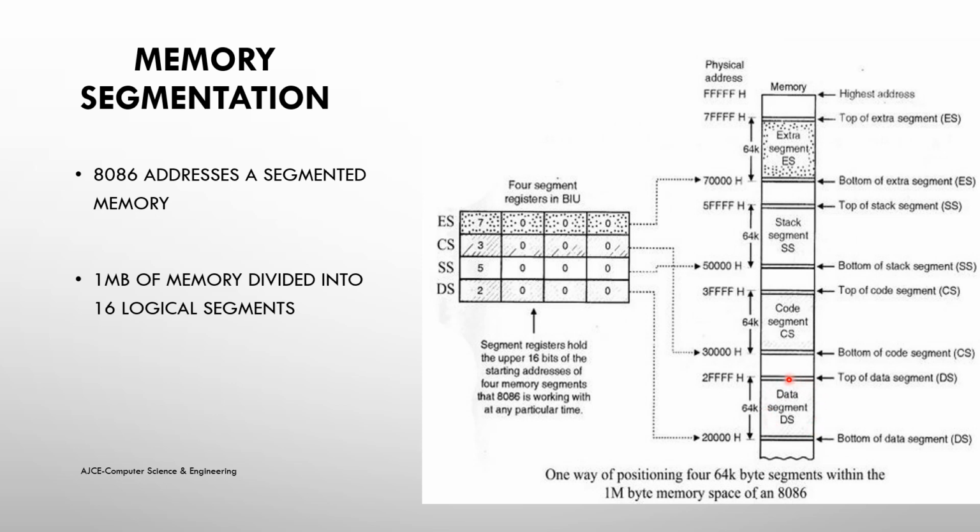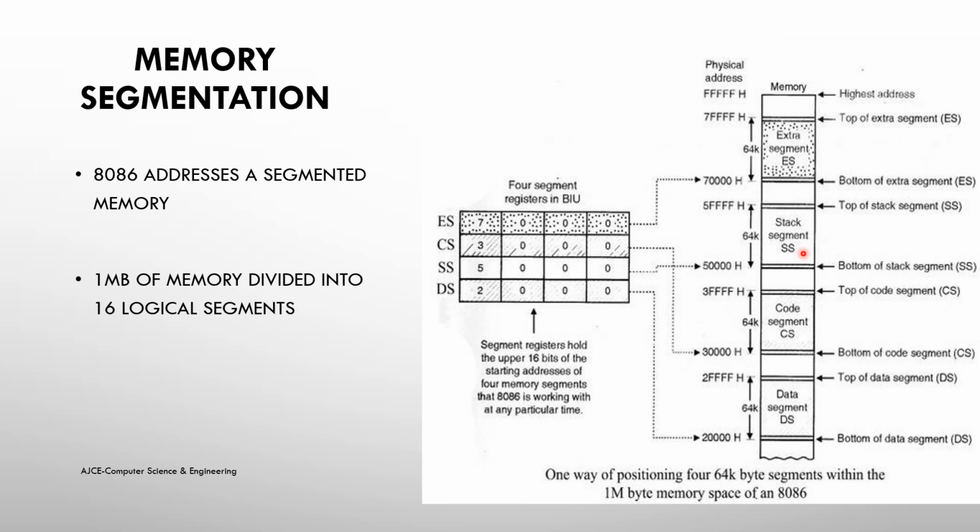Here, this is the data segment. Its size is 64 KB and the starting address of this data segment is 2000. This 2000 is stored in the corresponding data segment register, that is DS. This DS is storing the starting address of the corresponding data segment, that is 2000. Similarly, the code segment starts from memory location 3000. That is, the starting address of the code segment is 3000. This 3000 is stored in the code segment register.